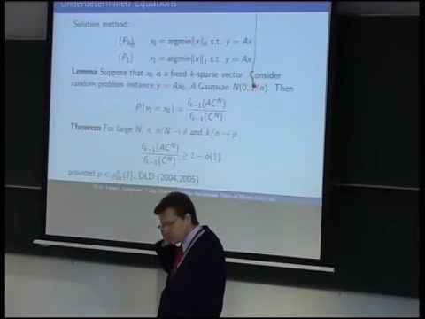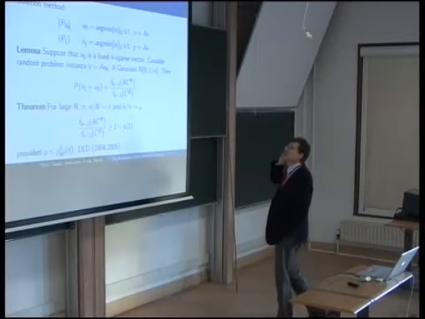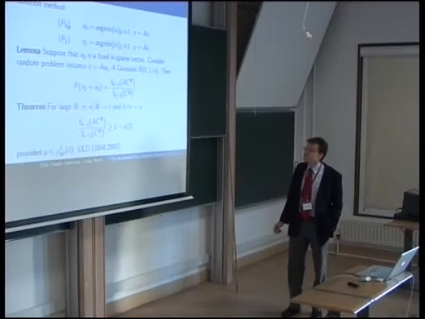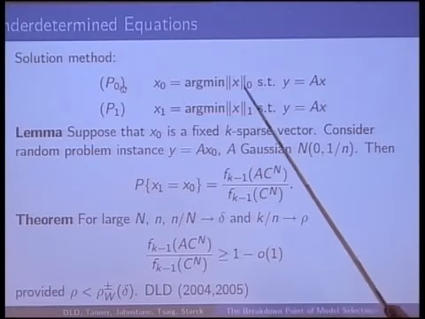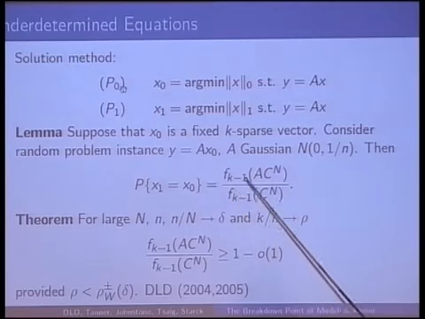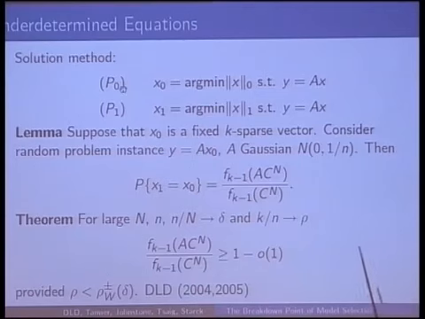The relevance to underdetermined equations is indicated here. The chance that these two problems have the same solution is exactly the fraction of faces lost. And because of the phase transition phenomenon in the number of faces, there are essentially no faces lost below a certain level, and as a result, what you're going to have is that L1 and L0 have the same answer.